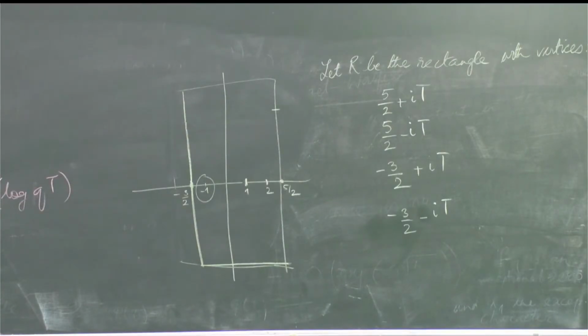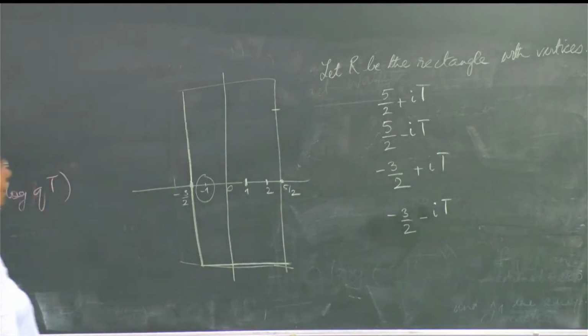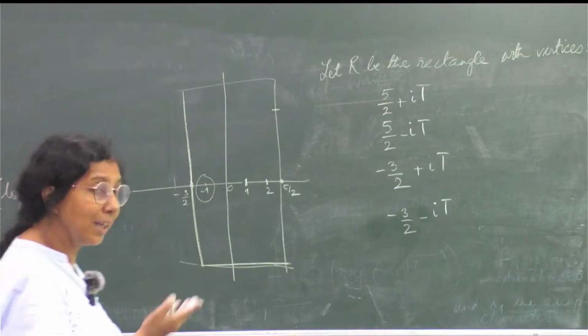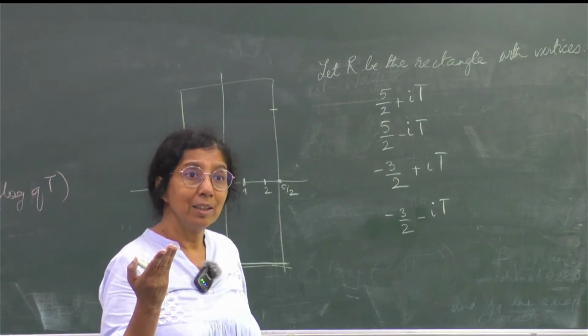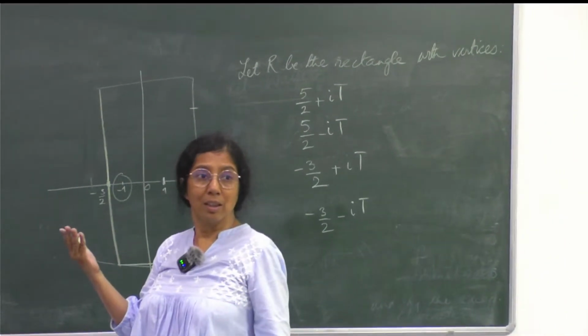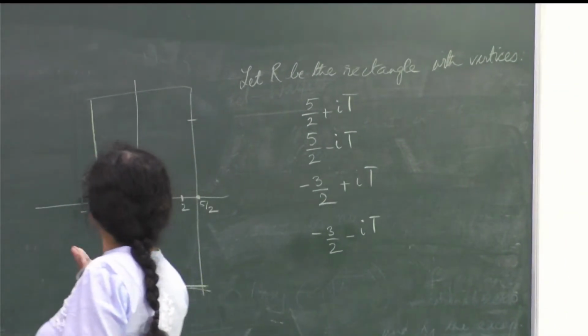So how many zeros can this one have? How many trivial zeros do you expect? Is it possible to have in this rectangle? How many trivial, not non-trivial? How many trivial zeros can there be? At most 1. And where? Either it can be at 0 or at minus 1. Yeah, there can be.